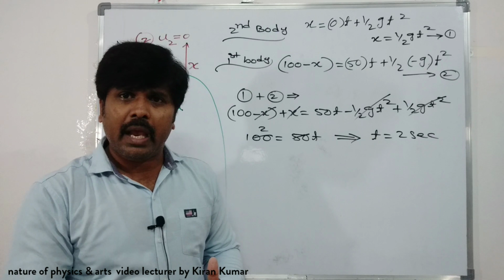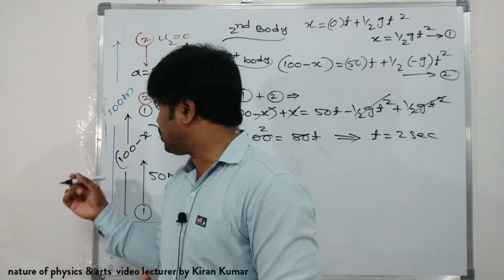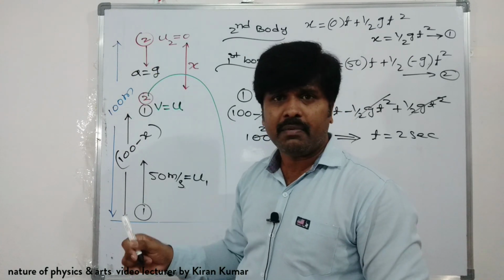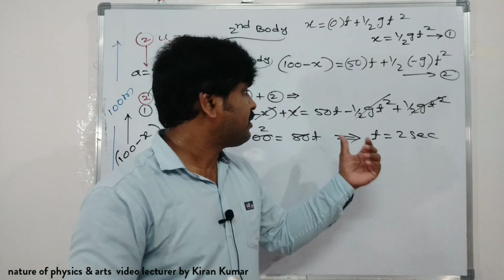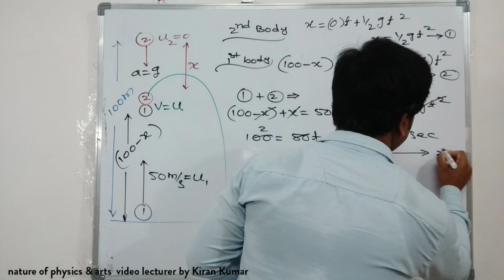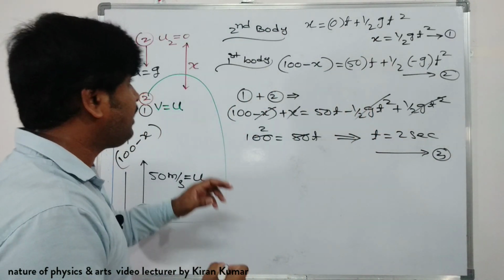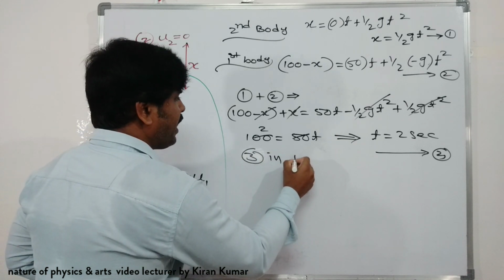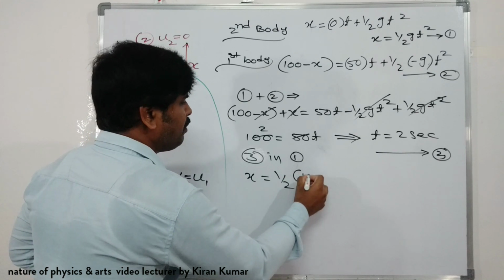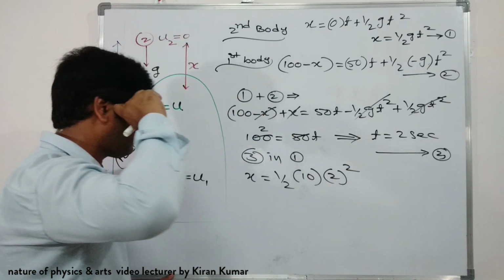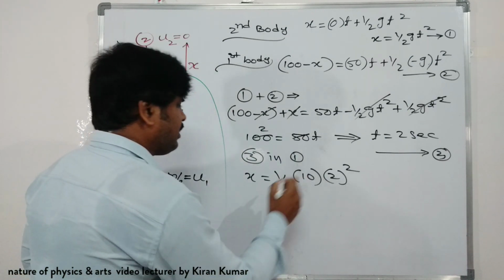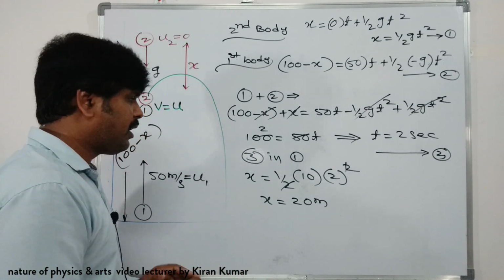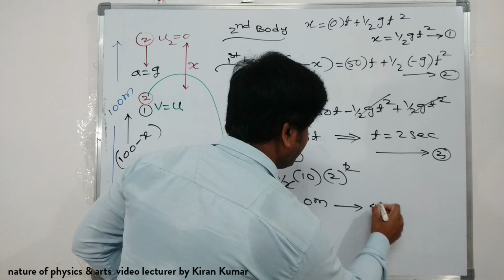And t is 2 seconds, which is the time taken by the two bodies to reach this position. The first body's time taken is t equal to 2 seconds, and the second body, the freely falling body, also takes 2 seconds. This time of 2 seconds is taken as equation number 3. Now we can get the x value from equation 1 by putting equation 3 in equation 1. We get x is equal to 1 by 2 into g, which is 10, into t square, 2 whole square, so the value of x is 20 meters. We got x is equal to 20 meters, taken as equation number 4.